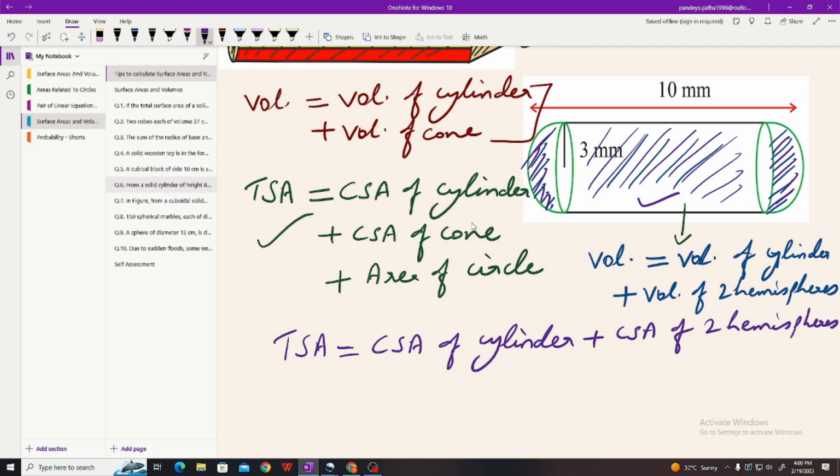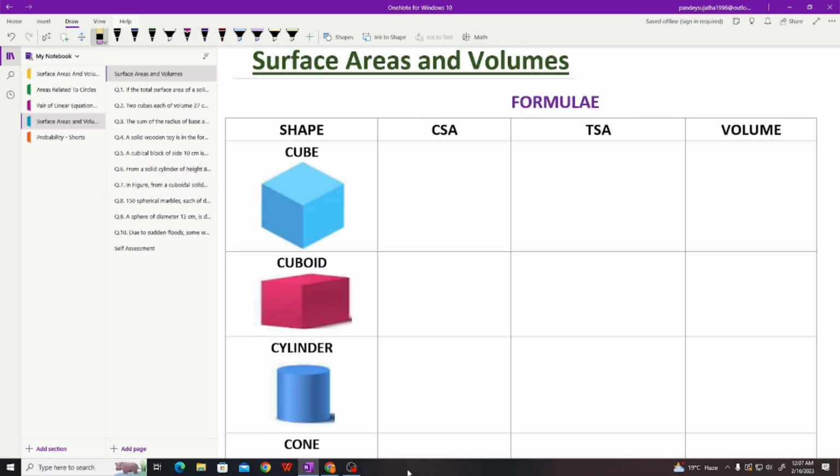Hope this concept is clear to all of you. Let's have the recap of the formulae: curved surface area, total surface area and volume of different solid shapes. The curved surface area of a cube, where the side is a, is 4a square, the total surface area is 6a square, and the volume is a cube.